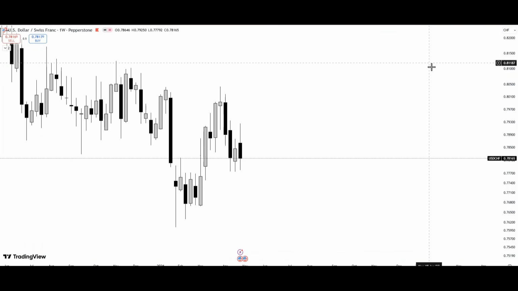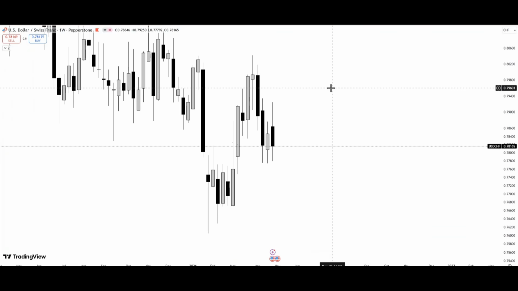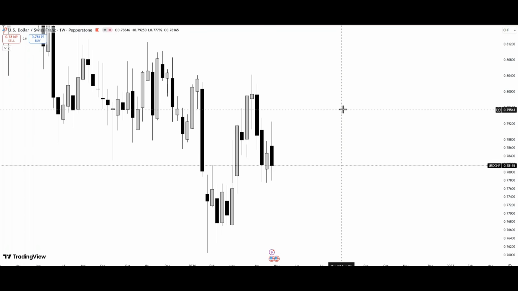So let's look at USDCHF. USDCHF and dollar index are positively correlated, and because we've already done the deeper analysis for dollar index, for USDCHF we will just start our analysis from the weekly time frame. It's the same thing: because we want to see a bullish dollar, we also want to see a bullish USDCHF.